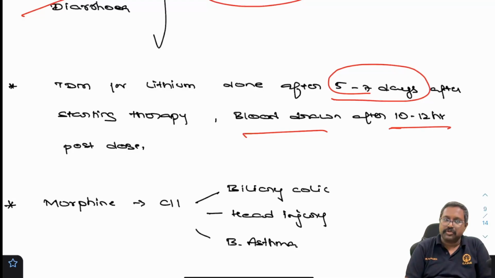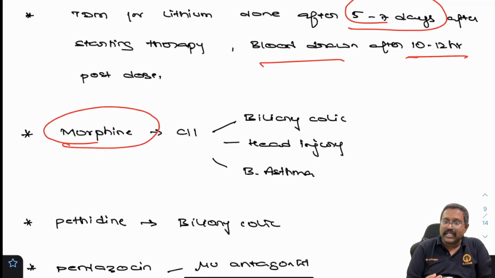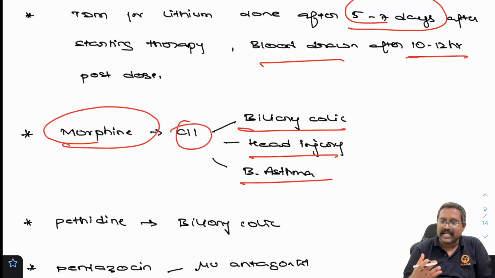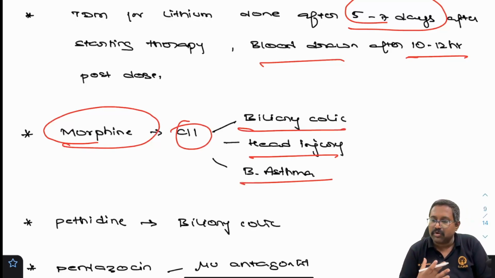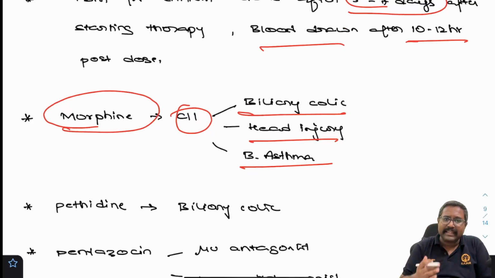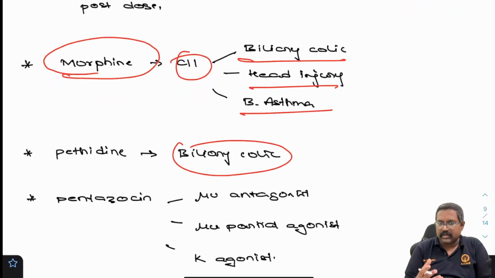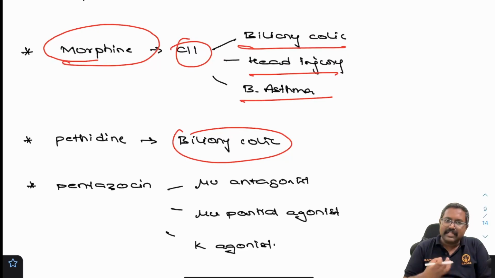So morphine, whenever you give a morphine opioid group of drug, they are given to relieve the pain as well as to relieve the pulmonary edema. They are contraindicated in case of biliary colic, head injury, and bronchial asthma, as it causes bronchoconstriction. So what about the pethidine? So pethidine, they are used in case of biliary colic. They do not have such contraindication as it relieves the biliary spasm.